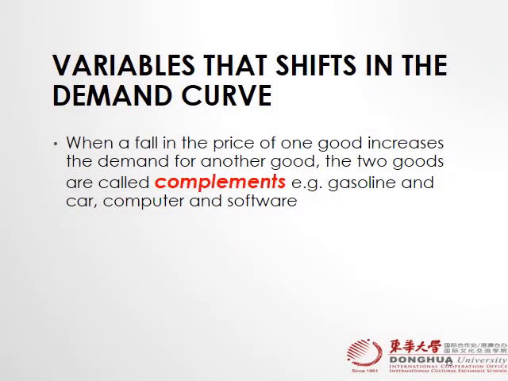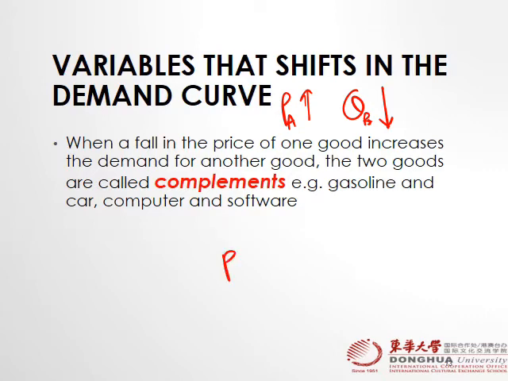And then complementary, what do we mean by complementary? If the price of product A increases, it causes the demand of the other product to decrease. We call this complementary. For example, gasoline and car, computer or software. Let's talk about computer and software.